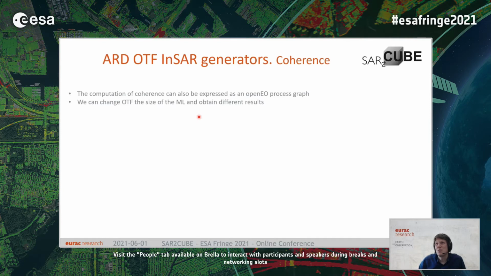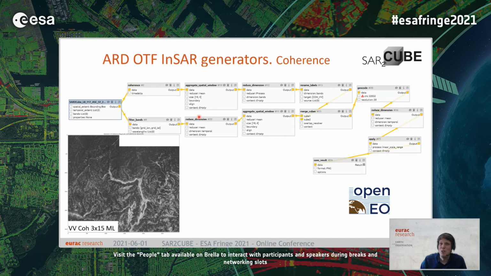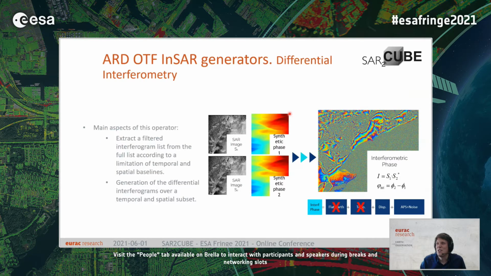Then other operators, of course, that we work with are for the coherence. Even this can be expressed as an Openyo graph. And since everything is calculated on the fly, we can also easily change, for example, the kind of multi-looking that we apply, maybe depending on the type of analysis we want to do. You can see here the multi-look is defined in this graph, 3 by 15 or 4 by 19. And then you can easily calculate these on the fly, and their processing times are also not too bad, so that you can get results quickly.